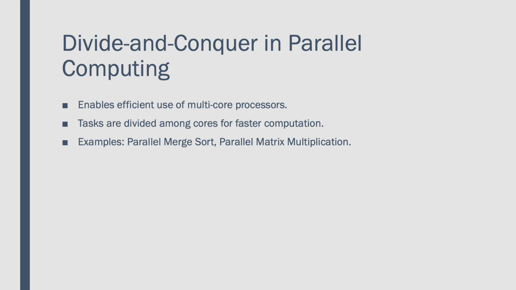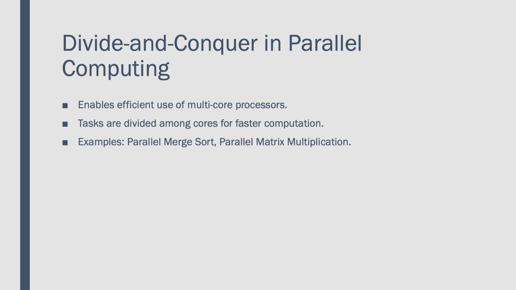Okay, now we'll explore how the divide and conquer paradigm is leveraged in parallel computing, making it highly efficient for handling large scale computation. Many modern multi-core processors and distributed computing systems rely on parallelism to process large datasets efficiently. The divide and conquer approach is inherently parallelizable because it breaks a large problem into smaller independent subproblems which can be processed simultaneously.